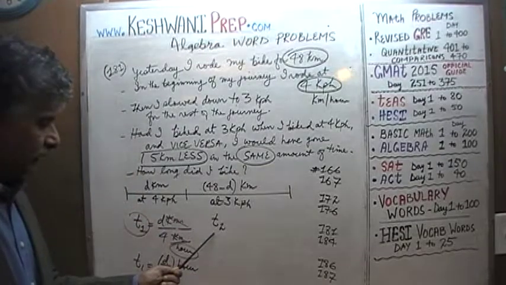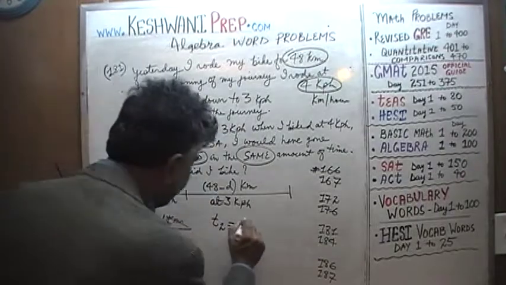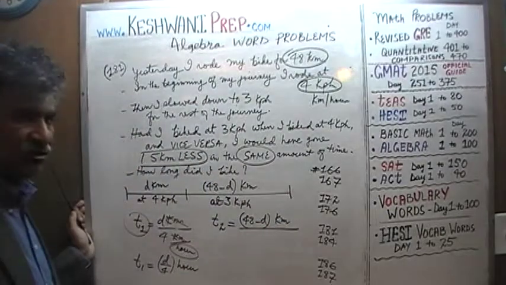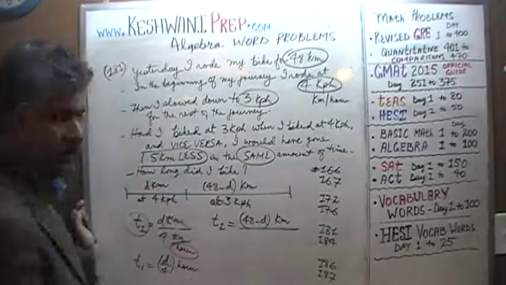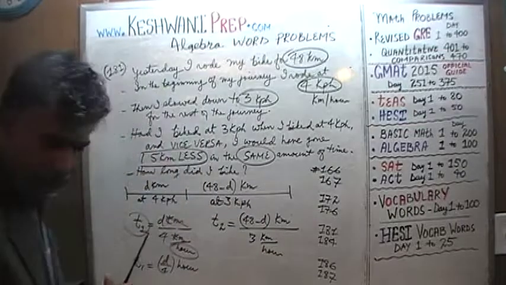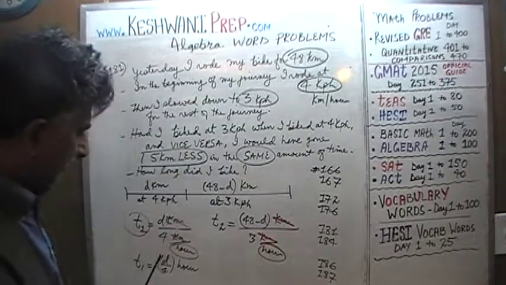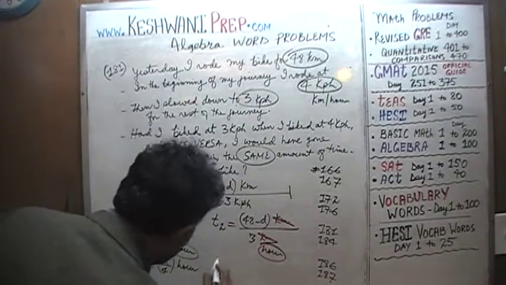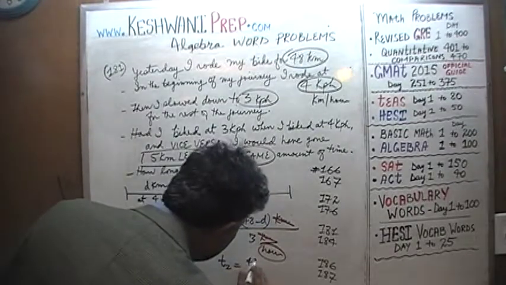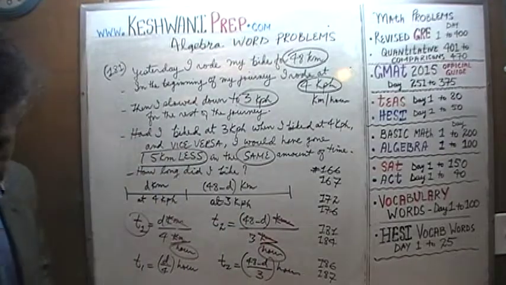Similarly, the second segment, T2, is going to be the distance that I traveled, which is 48 minus d kilometers, over what speed were we going? When we slowed down, we were going at 3 kilometers per hour. Again, the kilometers are going to drop out, and the hours are going to end up on the top. So the second segment, we traveled for 48 minus d over 3 hours. That's it. We're done with the first scenario.